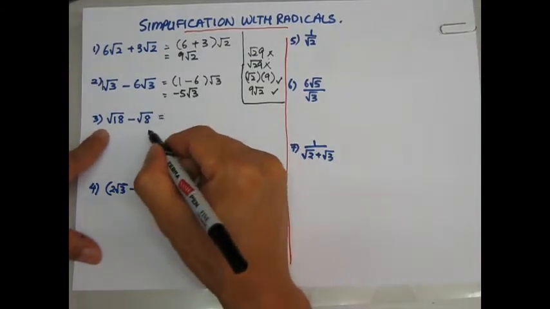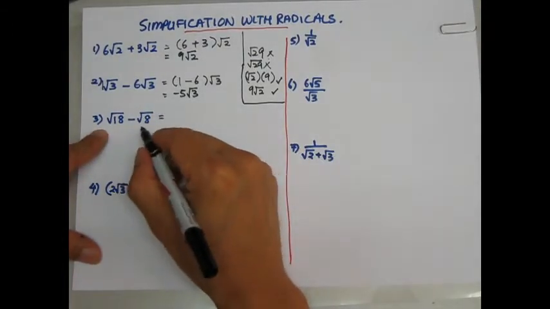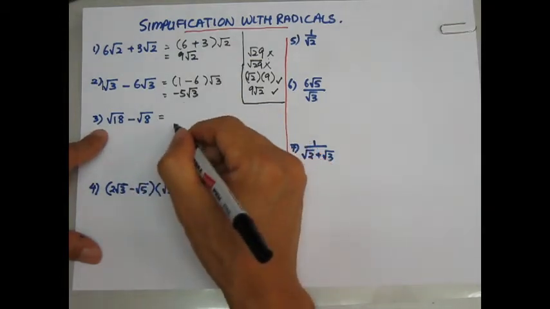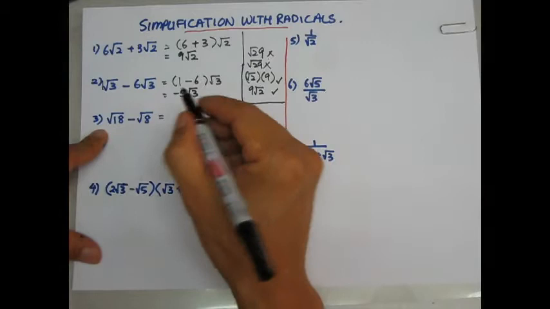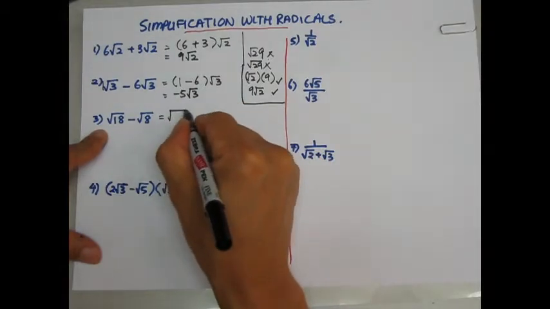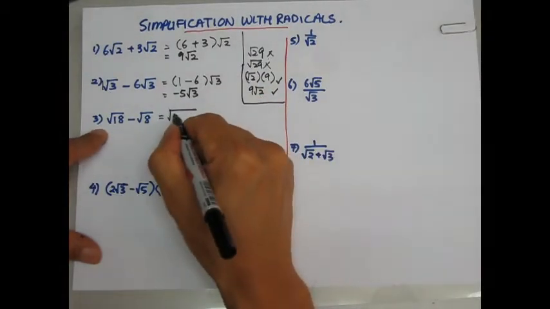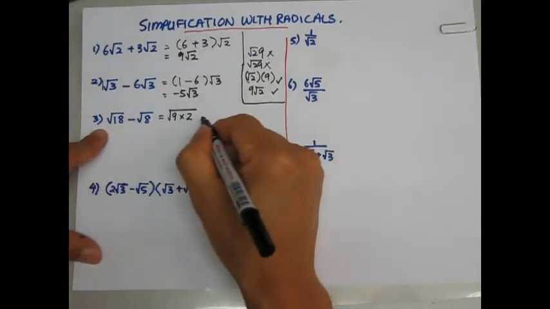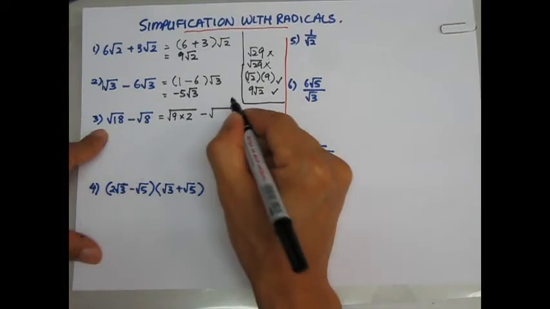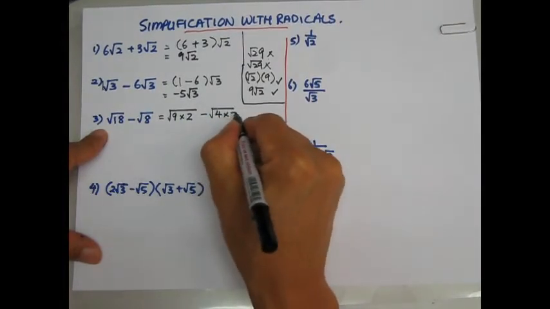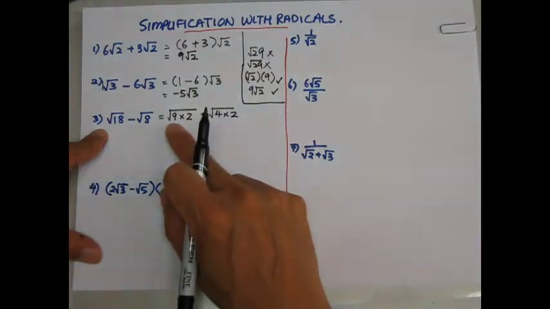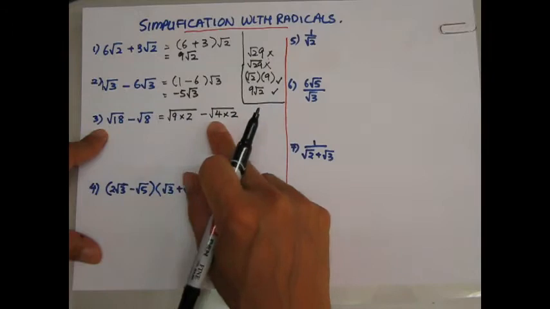Here, question number 3, square root of 18 minus 8 square root of 8. Now, this, we need to do a little bit of work. So start by writing square root of 9 times 2, and then minus square root of 4 times 2. The reason why I choose 9 and 4 is that the square root of 9 is 3 and the square root of 4 is 2.